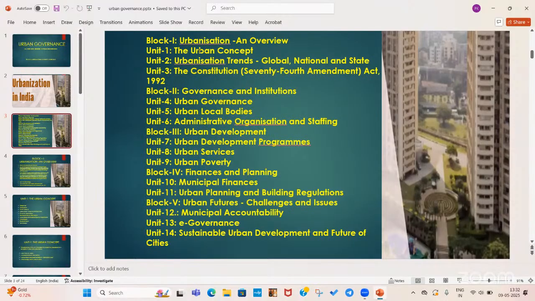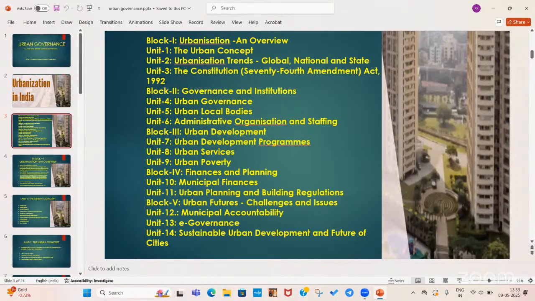In Unit 1, we'll study the urban concept. Unit 2 covers urbanization trends at global, national, and state level. Then Unit 3, which is part of Block 1, covers the Constitution 74th Amendment Act of 1992. Then in Block 2, under the theme of governance and institutions, we will cover another three units: Unit 4, 5, and 6, urban governance, urban local bodies, administrative organizations, and staffing.